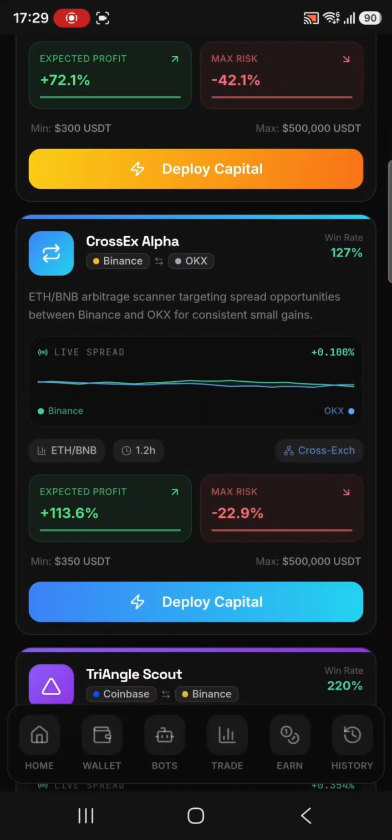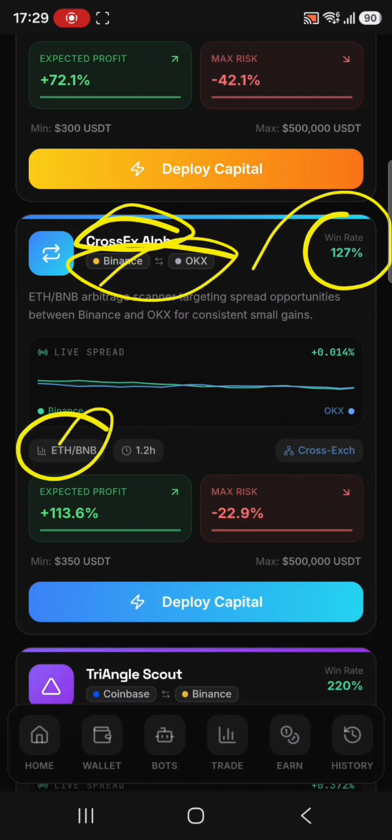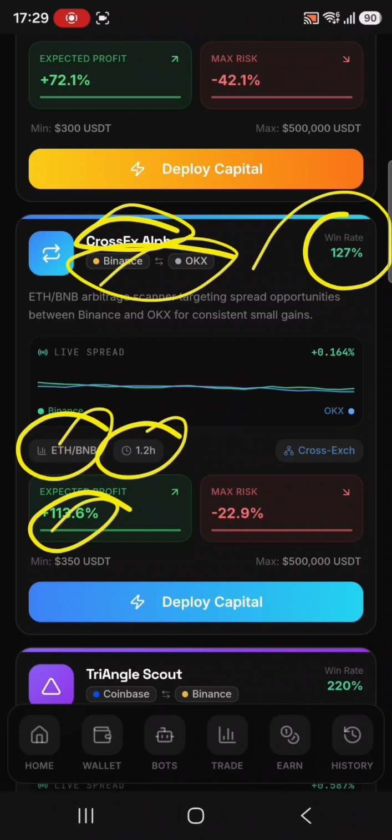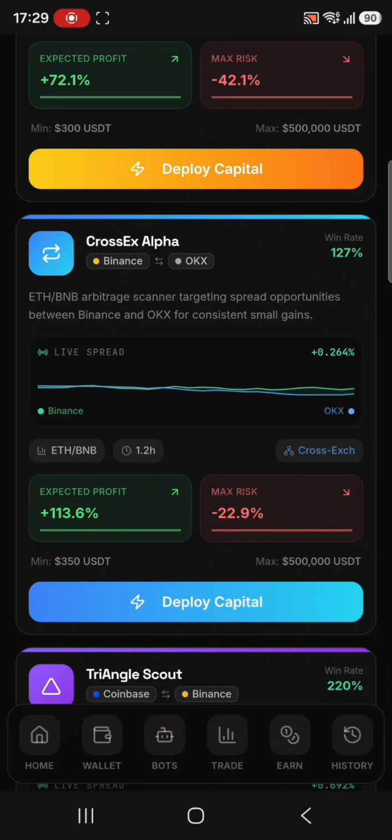Then because I want some good profits, I will use Cross Exchange Alpha, Cross-X Alpha, as my arbitrage bot, which is trading between Binance and OKX. Then this is the win rate. It is trading between Ethereum and BNB, going for 1 hour and some 20 to 40 minutes. So the expected profit margin is 113.6. Maximum risk rate is 22.9%. Minimum capital is 350. Every human being can afford that.